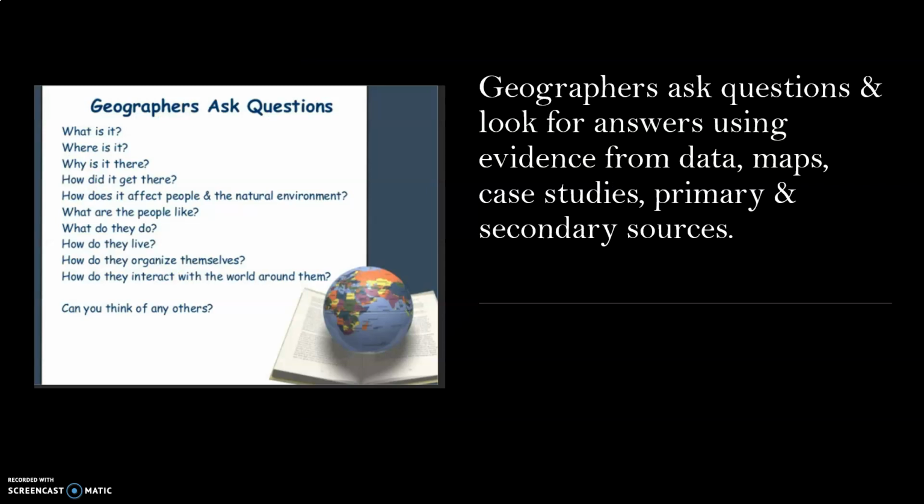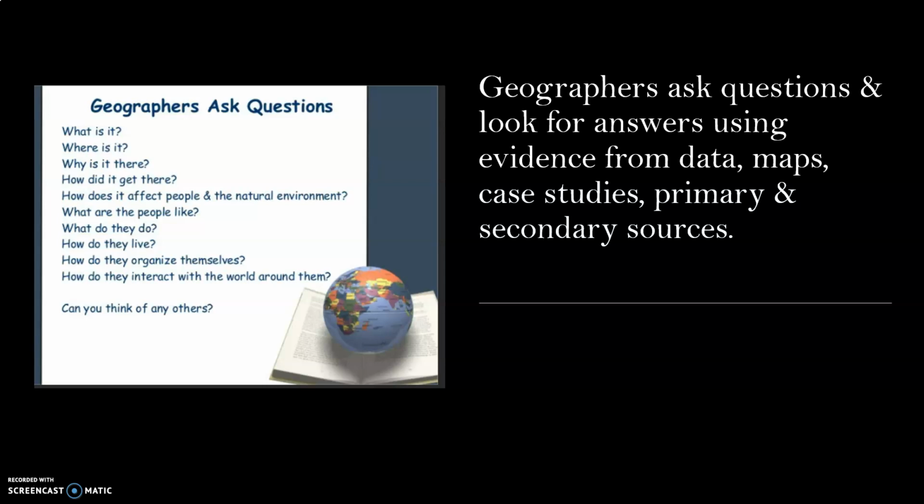Geographers also ask questions and then they look for answers using evidence from data, maps, case studies, and primary and secondary sources. Some types of questions that geographers ask are: What is it? Where is it located? Why is it there, not someplace else? How did it get there? What were the causes that brought it there? How does whatever it is affect people? And also, how does it affect the natural environment? What are the people like that live in that location? What do those people do, like occupation? How do they live?